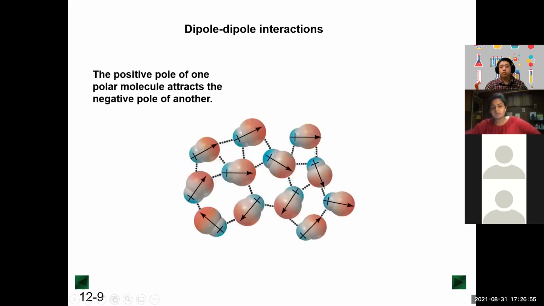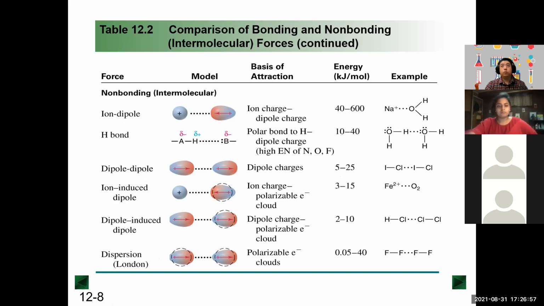So Professor, which one is it strong then? The strongest one based on this list is your ion dipole. So we can look at the energy amounts here. We should memorize the energy or no? No, you don't have to memorize the energy. You just have to know which one's stronger. If it helps you to memorize the energy, then by all means. Thank you.